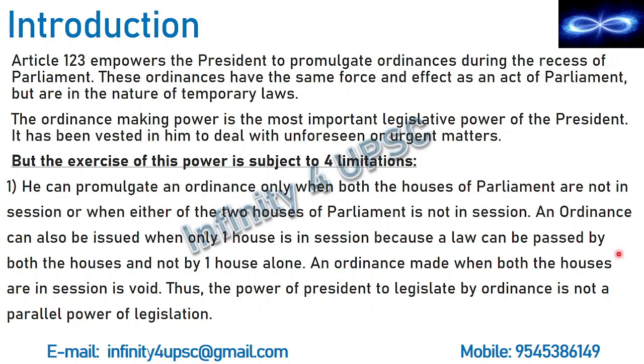An ordinance made when both the houses are in session is void. Void means invalid. Thus, the power of the President to legislate by ordinance is not a parallel power of legislation. What is the meaning of parallel power? That means 2 cannot function at a time. Here Parliament is making a set of laws and here the President is also making his own set of laws. That is not allowed. When the Parliament is not functioning, only then the President is allowed to make an ordinance because there is some unforeseen or urgent matter which needs to be dealt with immediately. And that is the reason he has been allowed to promulgate an ordinance and not because he has been given a parallel power of legislation. That is not given to the President. It is only to be used during an urgent matter or when an unforeseen event occurs.